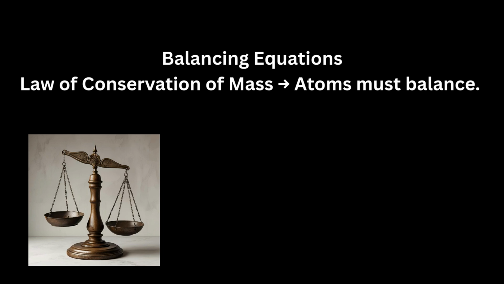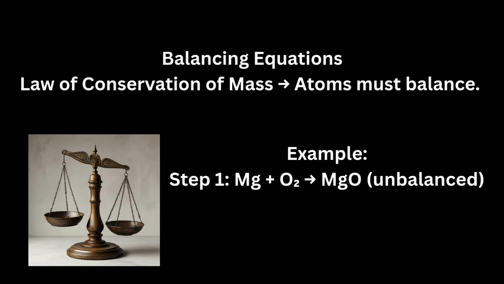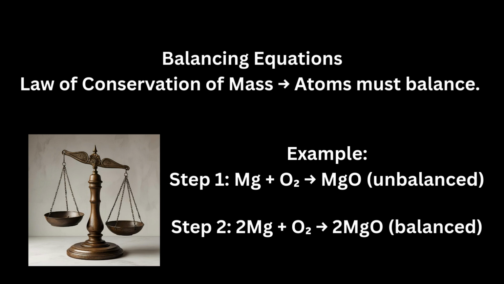Steps to balance, hit and trial method. Write the unbalanced equation. Count the number of atoms of each element on both sides. Start with elements that appear least or have maximum atoms. General order: metals, nonmetals, oxygen, hydrogen. Adjust coefficients, numbers before formulas, to balance. Recheck to confirm. Unbalanced: Mg + O2 → MgO. Balanced: 2 Mg + O2 → 2 MgO. Now both sides have equal atoms of Mg and O.